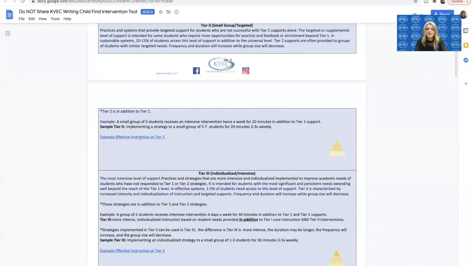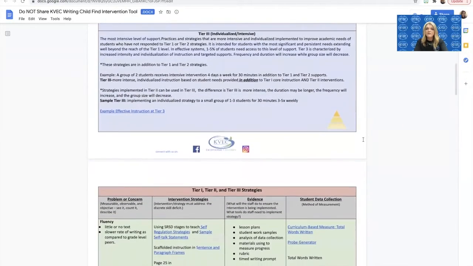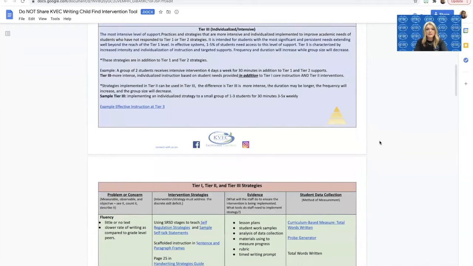Here is a link that you could click on that would show you what an example of effective Tier 2 instruction would look like in your classroom. After you have implemented Tier 2 interventions, you still may have some students that are struggling in getting the concept mastered. Those students would move to a Tier 3 instruction.